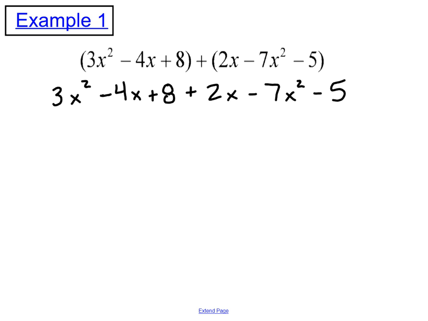So I'm going to go ahead and circle anything that is an x squared, and I need to make sure to circle the symbol that is to the left of it. So in that case, I have that negative 7x squared. So if I have 3x squareds minus 7x squareds, I have negative 4x squareds.